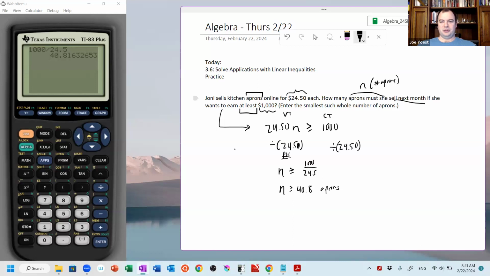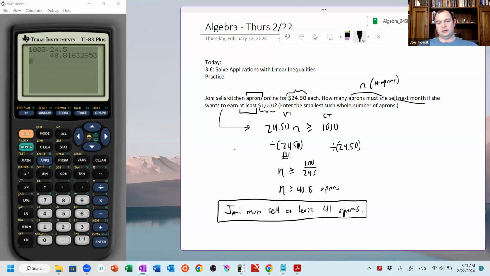What would be the better way to answer this question? How many aprons does she have to sell next month if she wants to earn at least $1,000? Well, she can only sell whole numbers of aprons. She could sell 30 or 40 or 41. If she sells 40 aprons, she sold too few to make $1,000 of revenue. She has to sell at least 41 aprons. So Johnny must sell at least 41 aprons. Right.